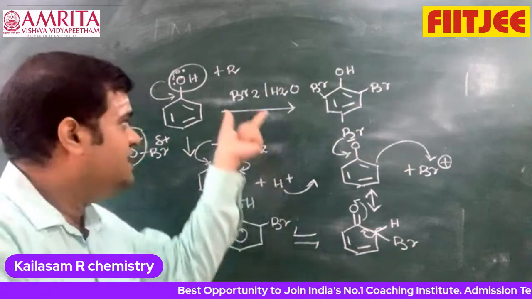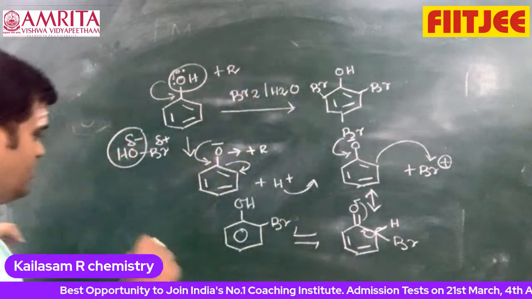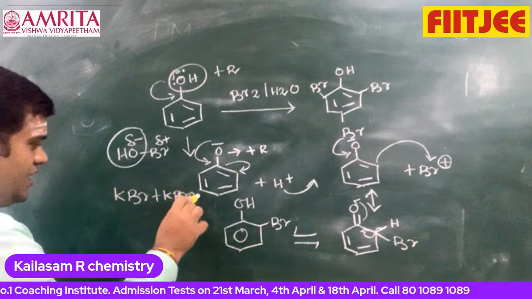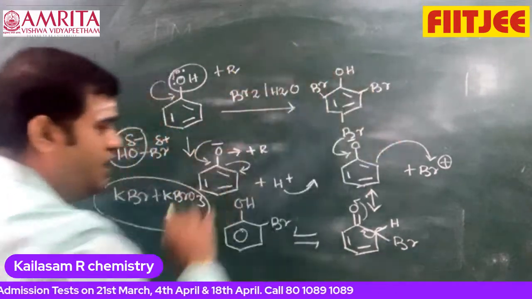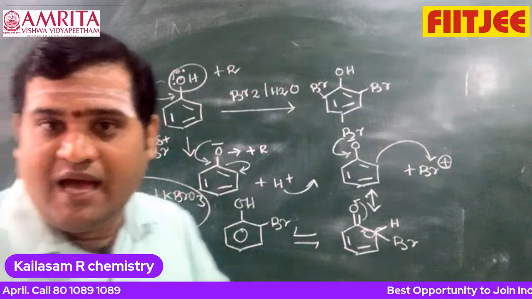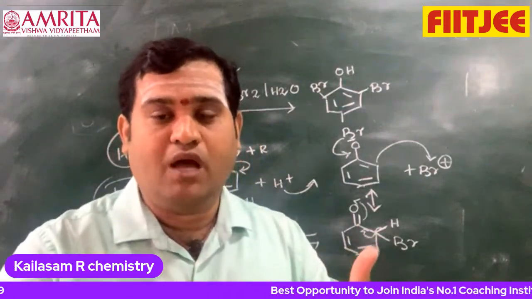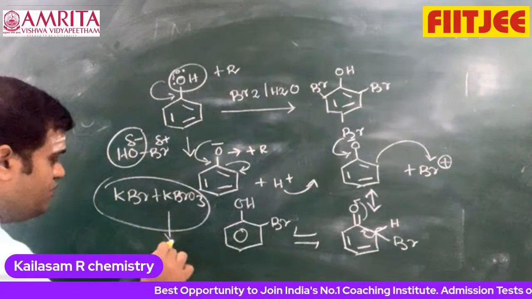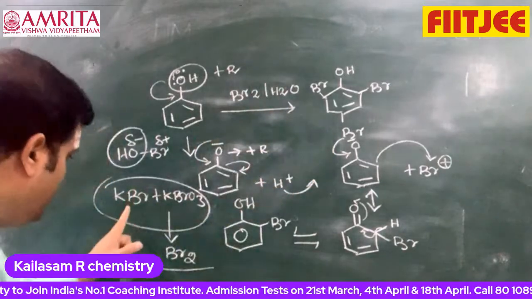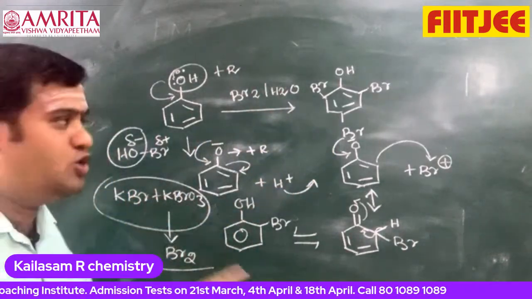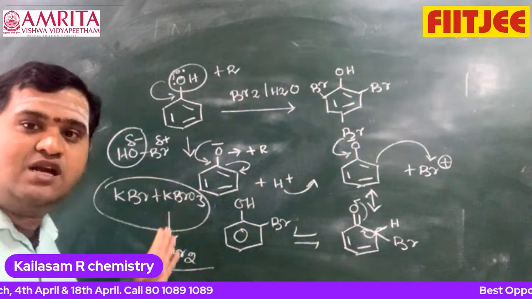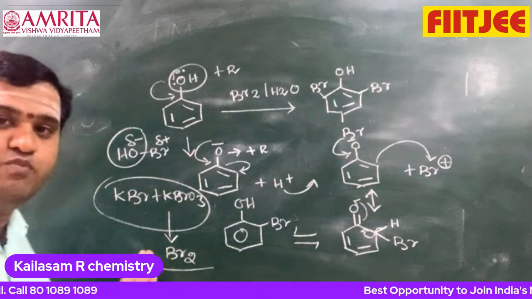But in the place of Br2 water, if I am going to use KBr plus KBrO3, what am I going to get? The same product. How's that? Because Br minus and BrO3 minus are not stable in acidic medium. Why? They undergo comproportionation reaction, which produces Br2. That means I can use Br2 water. If I am using KBr plus KBrO3, it also produces the same product, tribromophenol. Why? Br minus and BrO3 minus undergo comproportionation reaction, which produces Br2 plus water.